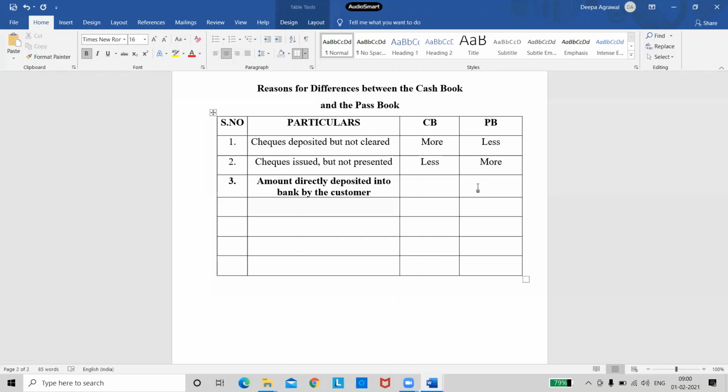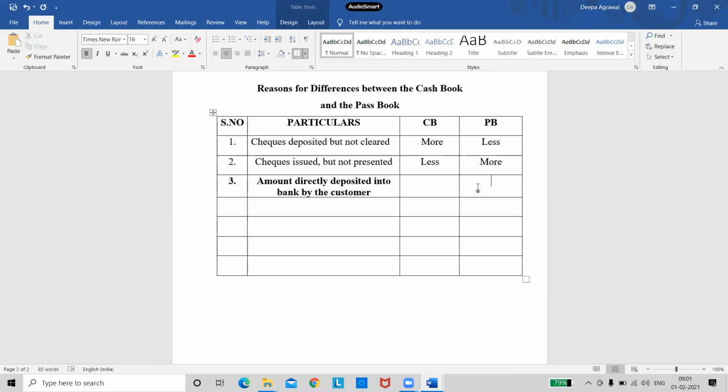When I check my account or my passbook, then I'll come to know that this person has directly deposited into the bank. Or otherwise, if that person informs me that they are putting the amount into my bank, I will open my bank account and check whether the amount is credited. If it is credited, then I will note it down in my cash book.